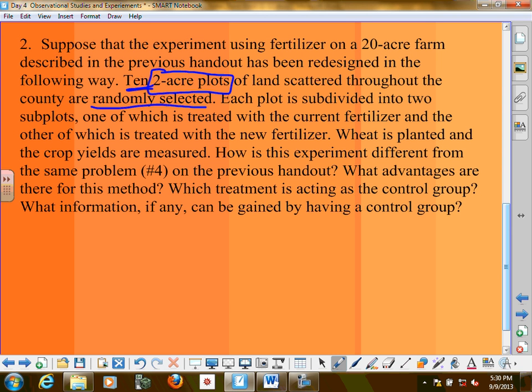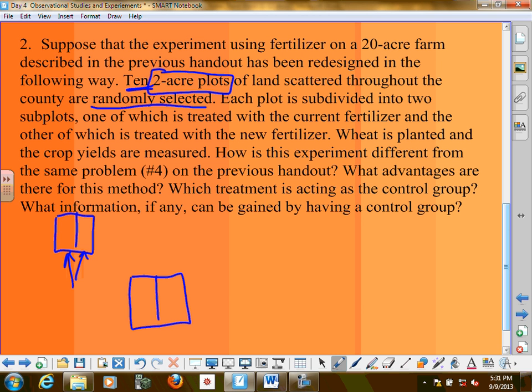Each plot is subdivided into 2 subplots. So you have all of these little plots around the county. Okay, you got 2 acres and you have them subdivided. One of which is treated with the current fertilizer and the other of which is treated with the new fertilizer. So one gets the current, one gets the new. Now, you need to randomly decide. You do need to put them in a bag, or flip a coin. Let's see, how would you flip the coin?